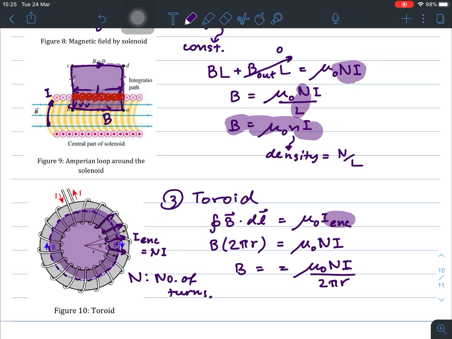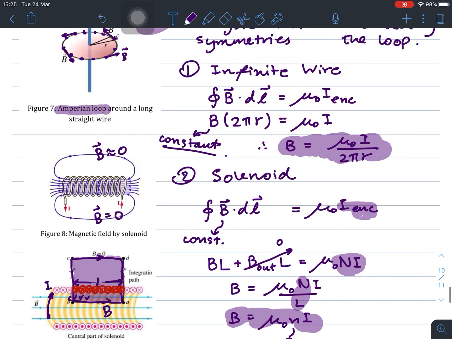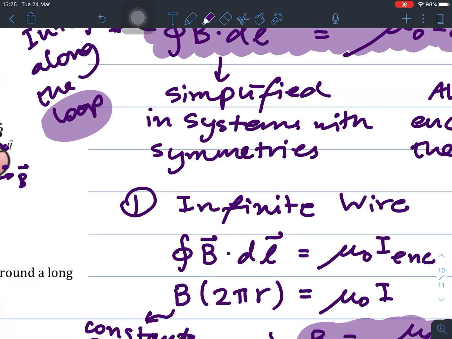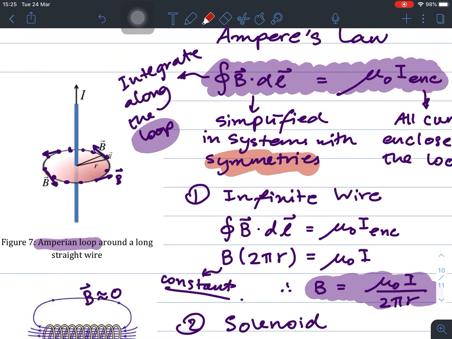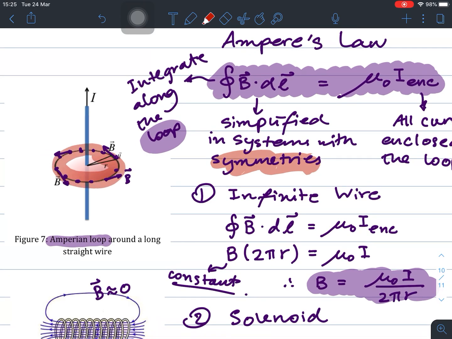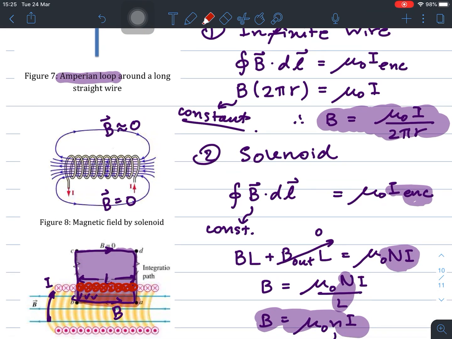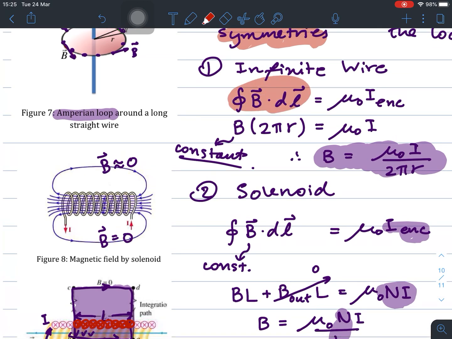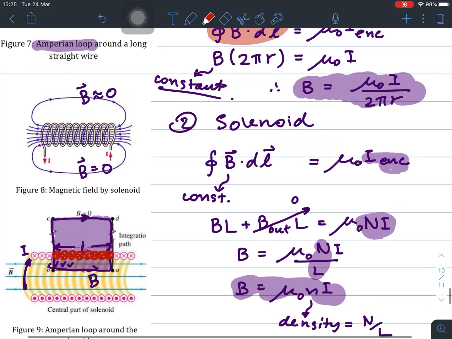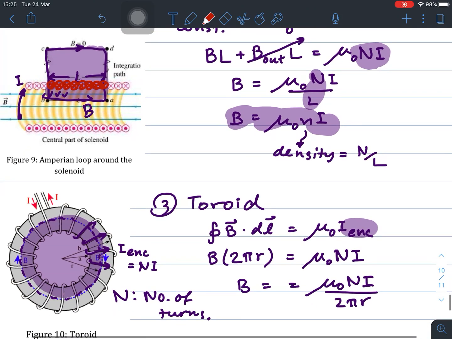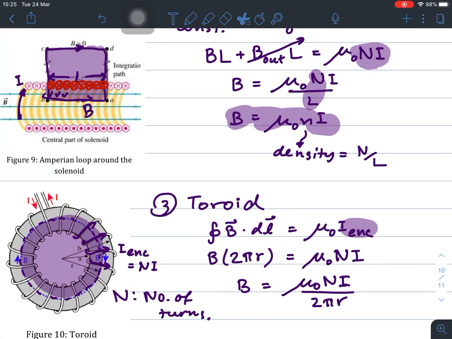So what we have done here is consider systems that have symmetry. What does symmetry mean? Symmetry means that we can define the Ampere loop, and after we define it, we come up with a constant magnetic field every time. When we have a constant magnetic field, we can perform this integral very easily, and after we perform the integral on the left-hand side of the equation, we can find the magnitude of the magnetic field for the three cases as shown.